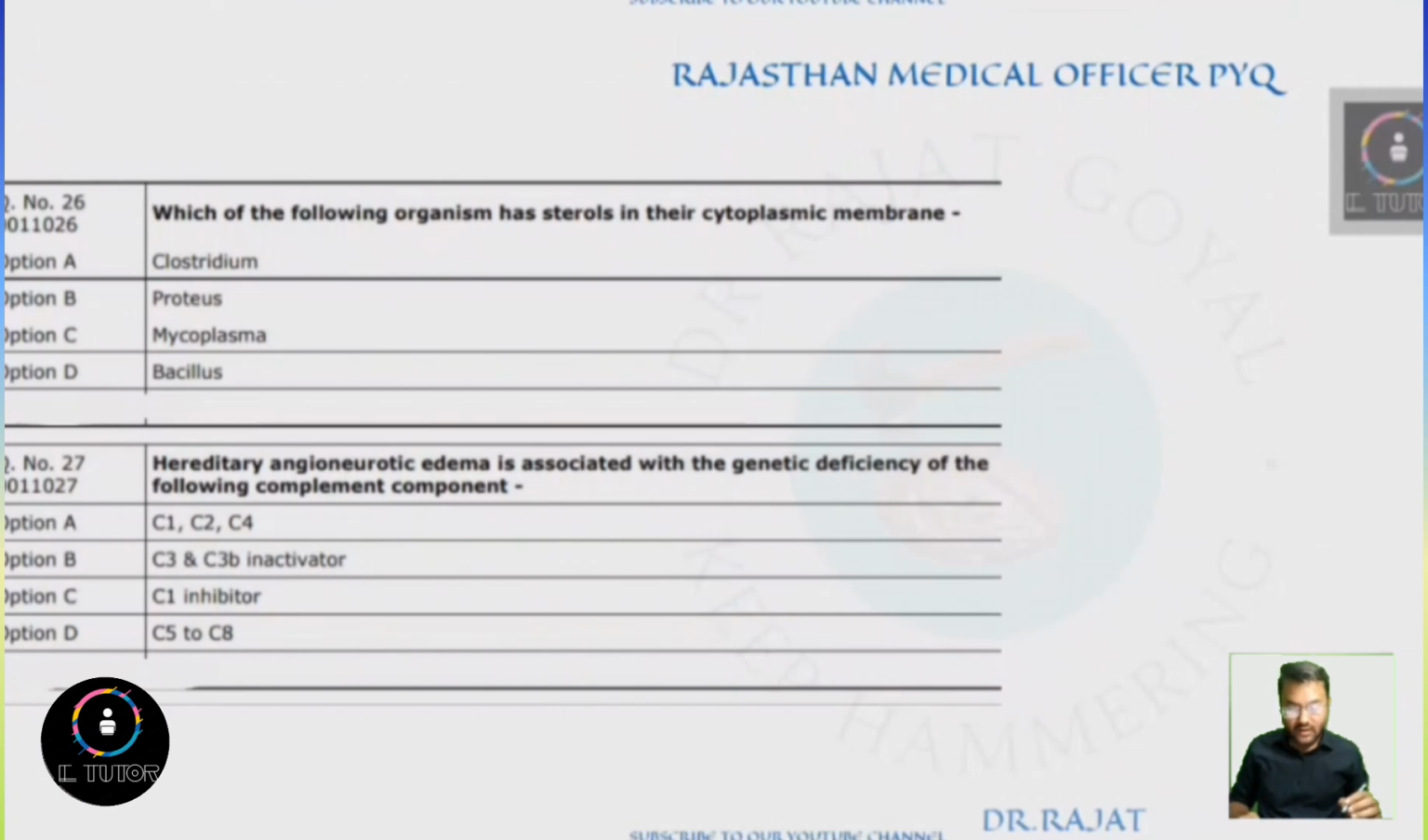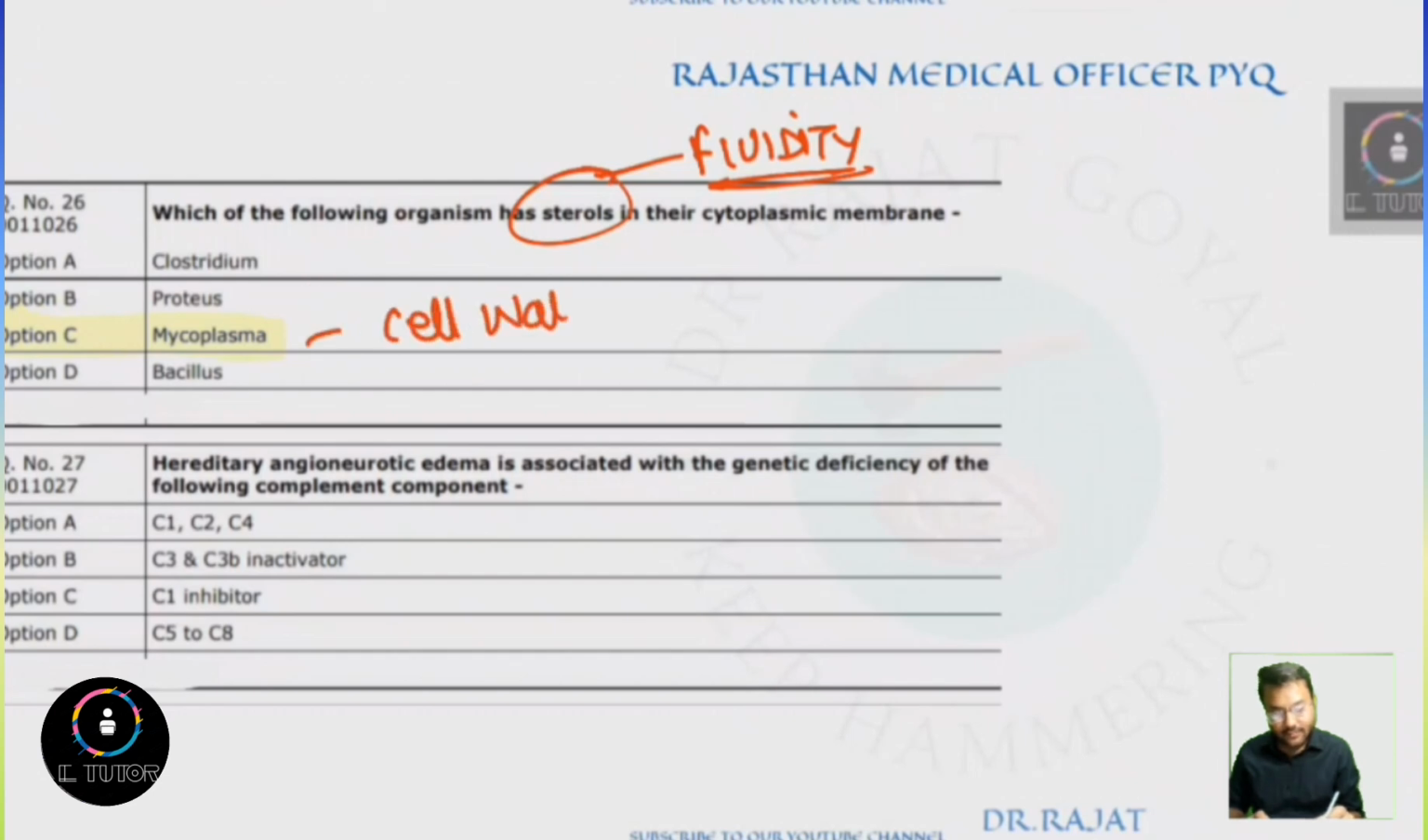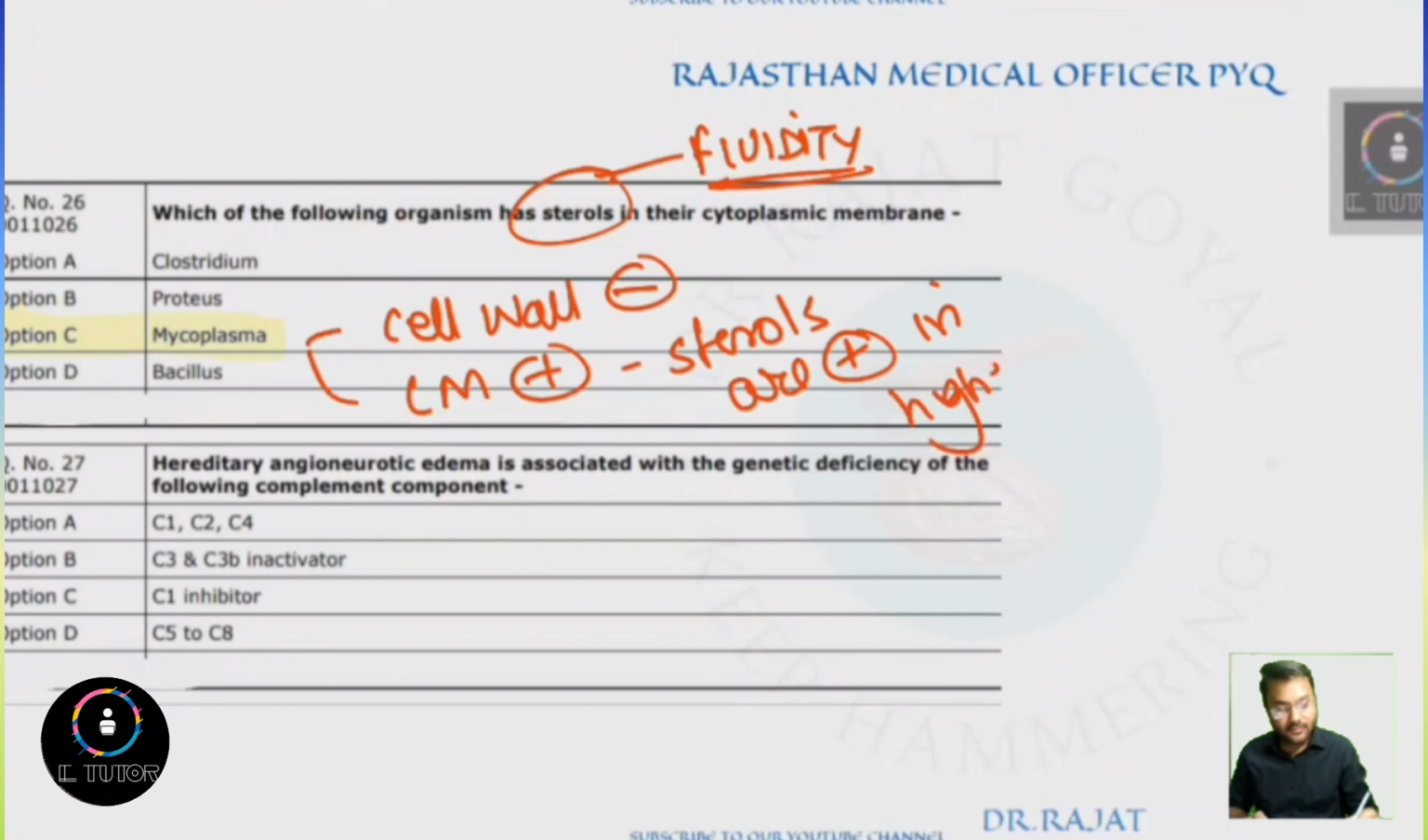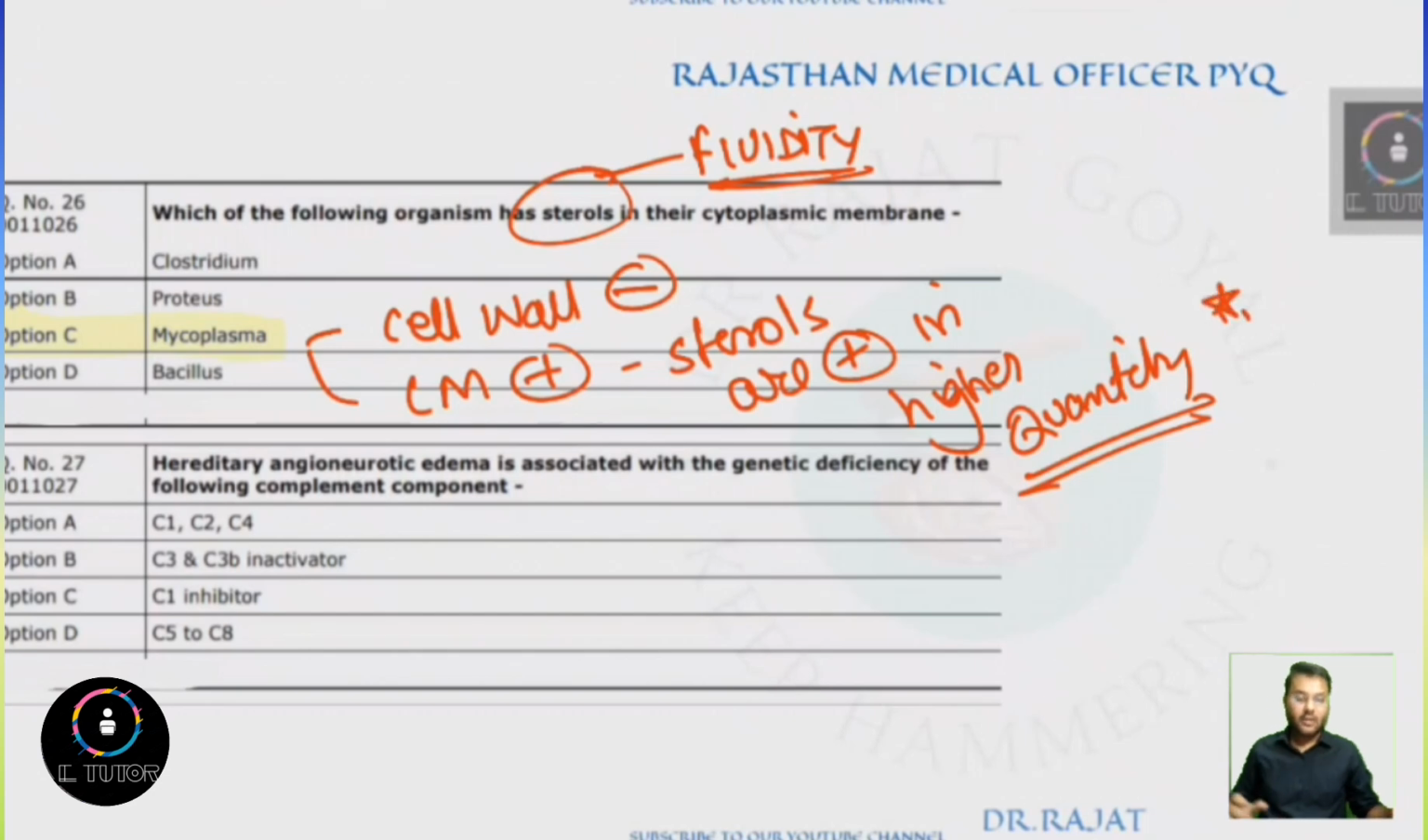Which of the following organism has sterols in the cytoplasmic membrane? So sterols are responsible for fluidity of membrane, and maximum amount of sterols in the cytoplasmic membrane is seen in the case of mycoplasma. In mycoplasma, cell wall is absent, and cell membrane is present, and sterols are present in higher quantity. So answer here will be mycoplasma, option number C.